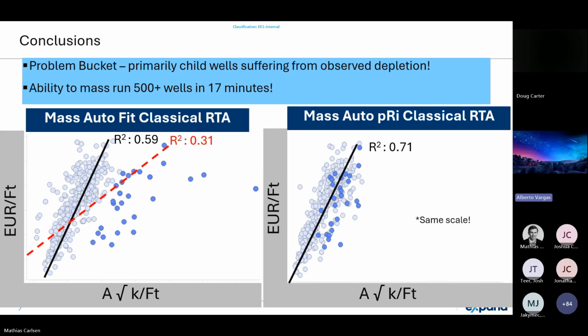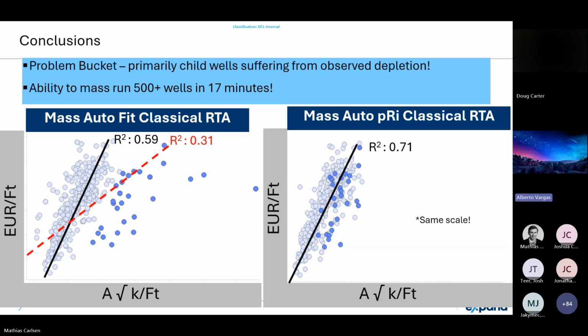One additional observation I had was all these wells are to the right of the trend. Notice I labeled them as child wells. And also notice I'm using A root K versus EUR. A root K is a leading indicator of EUR. But what is really correlated is OGIP.